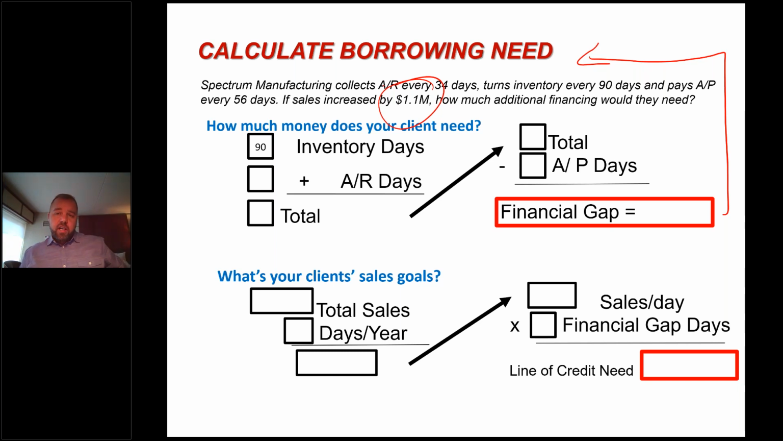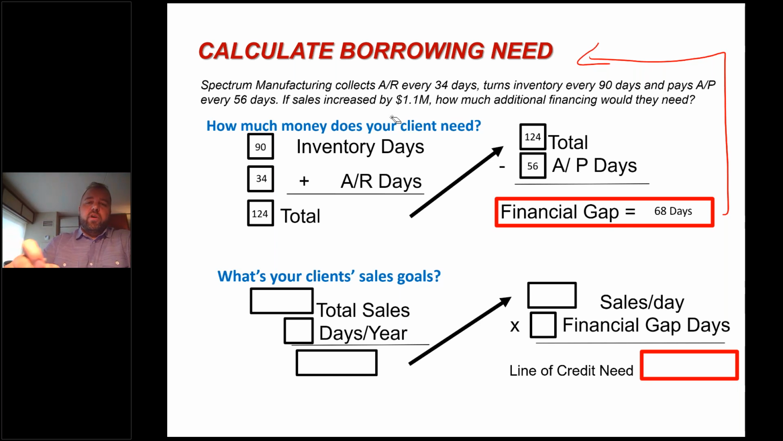You can do this for your current company. You can do it for future value. It doesn't matter. But in this case, I'm saying if sales increased by 1 million, how much more money do I need to run this company? So inventory days is 90 plus our AR of 34 equals 124. 124 minus 56 equals our financial gap of 68 days. We already went through that.